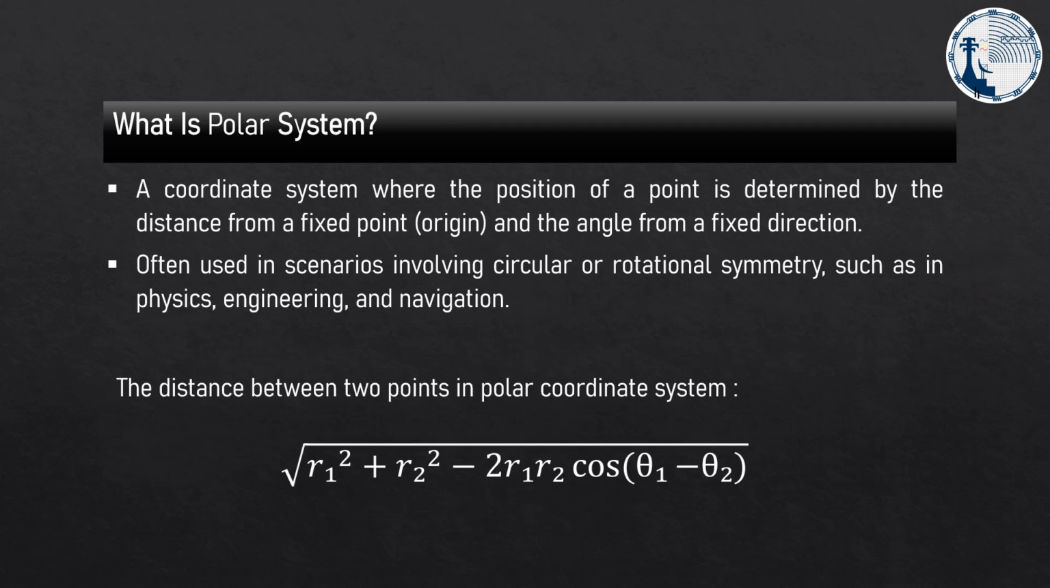What is the polar system? A coordinate system where the position of a point is determined by the distance from a fixed point or origin and the angle from a fixed direction. Often used in scenarios involving circular or rotational symmetry, such as in physics, engineering, and navigation. The distance between two points in polar coordinate systems can be found out using this formula.